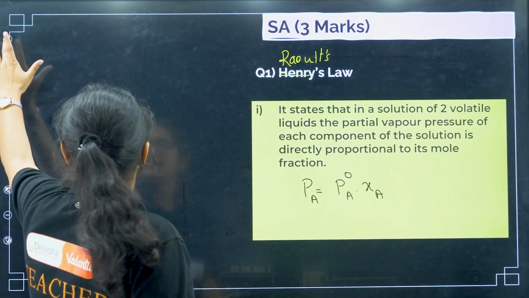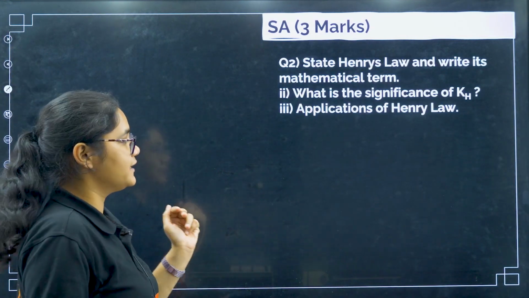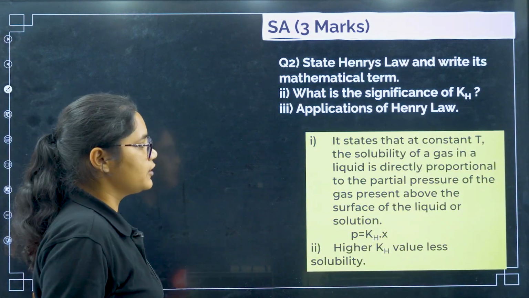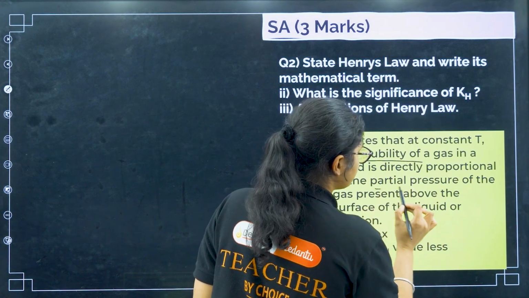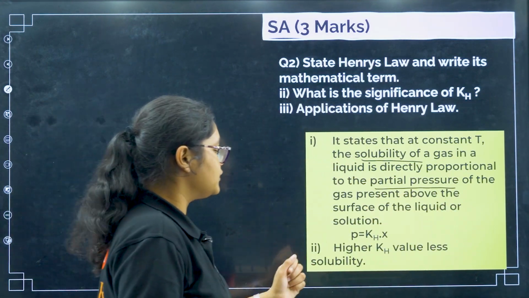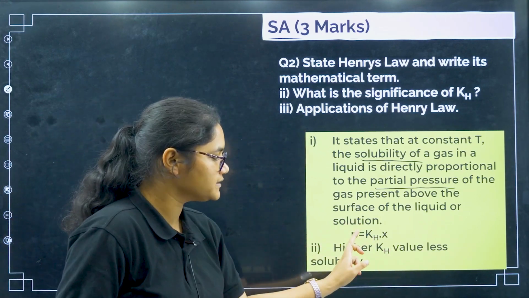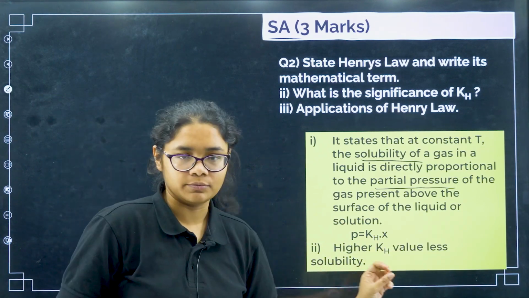Okay. Next, moving to Henry's law, mathematical term, significance of KH and the application of Henry's law. So here you can see, first of all, Henry's law states that the solubility of a gas is directly proportional to the partial pressure of the gas present above the solution. Then you have P is equal to KH into X, where X is the mole fraction. What is the significance of this KH? Higher the KH value, lower is the solubility.